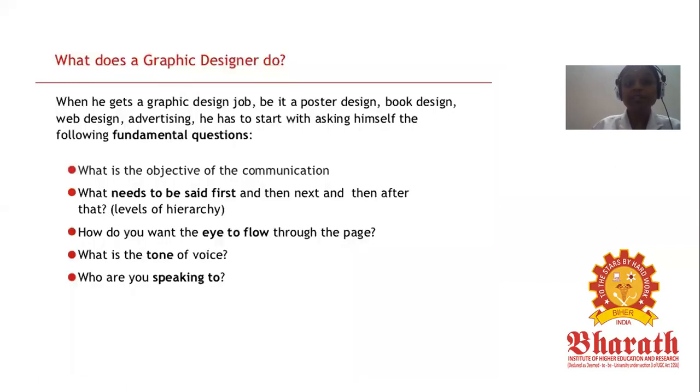What does a graphic designer do? When he gets a graphic designer's job, say you want to make a poster design, like book design, web design, advertising, anything, he has to start by asking himself the following fundamental questions. What are the questions they are asking? First, what is the object of the communication? Second, what needs to be said first, then next, then after that.